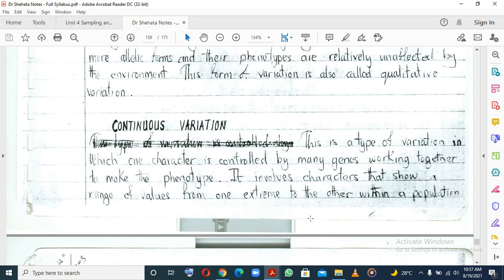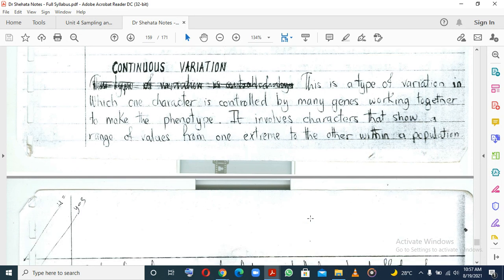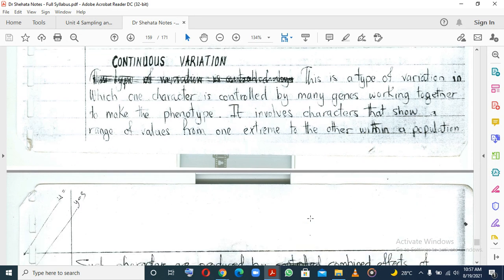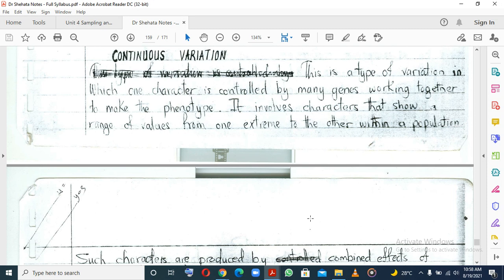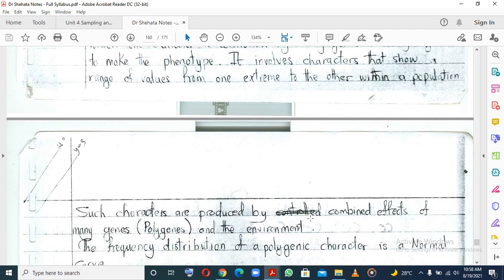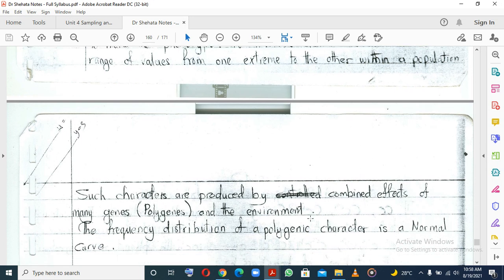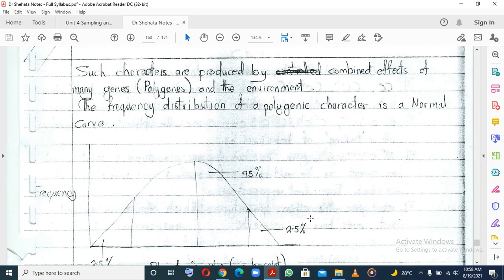Then continuous variation. Like I said, discontinuous is by what? By a few number of genes, right? But continuous variation is one in which a character is controlled by many genes which are working together. So take note, many genes are involved in continuous variation. And then the characters, or meaning the traits, are going to show a range of values, so much that you are going to have a mean value.